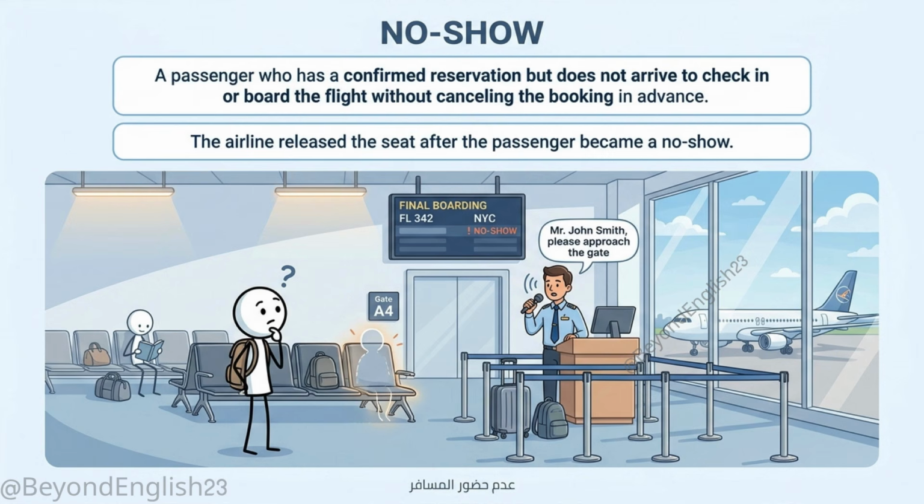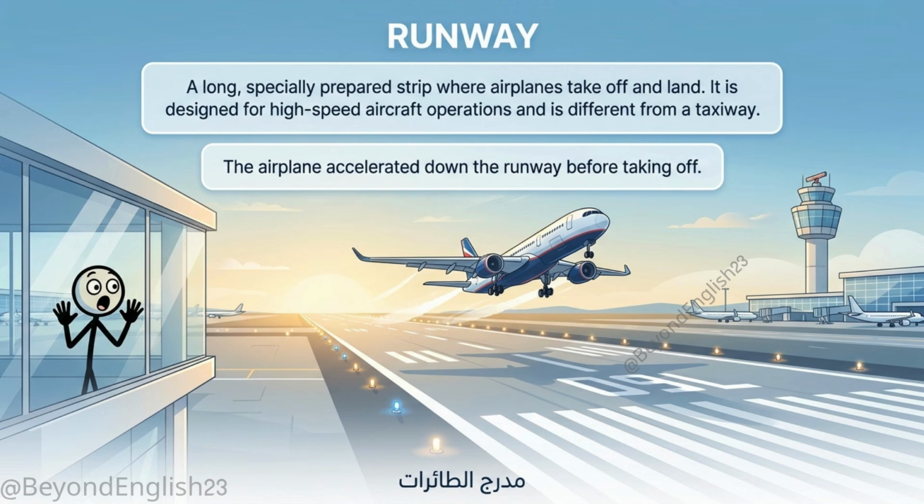13. No-show. A no-show is a passenger who has a confirmed reservation but does not arrive for check-in or boarding, and does not cancel the booking in advance. Example: the passenger did not arrive at the gate and was recorded as a no-show.